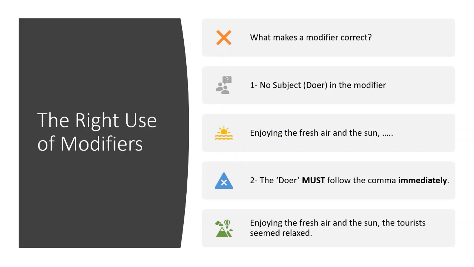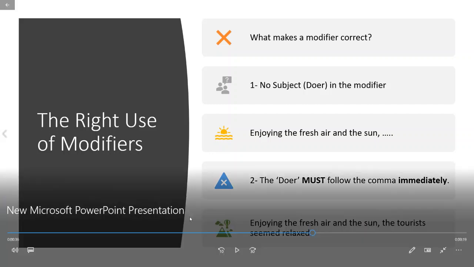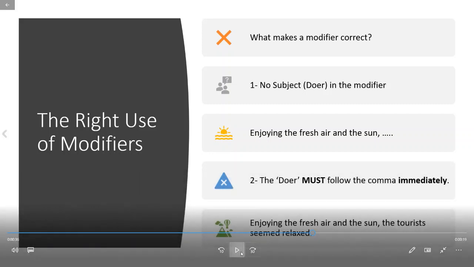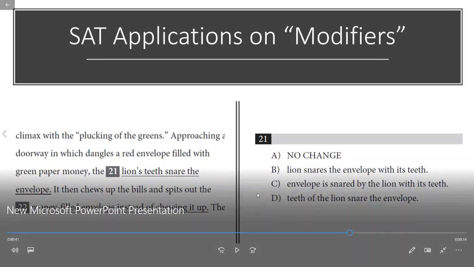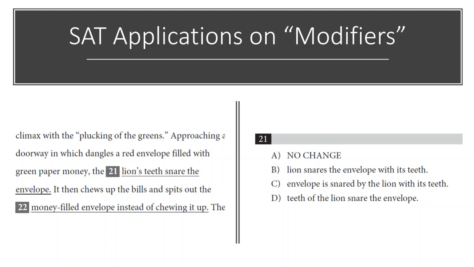Okay, so for this rule, we must mention the doer of the modifier verb immediately after the comma, not in any other place. Okay, so 3 rules here: the comma after the modifier, no doer in the modifier, and the doer is mentioned immediately after the comma in the main clause. Okay, so now I do have some questions for you from the SAT tests. Okay, let's start with this question.